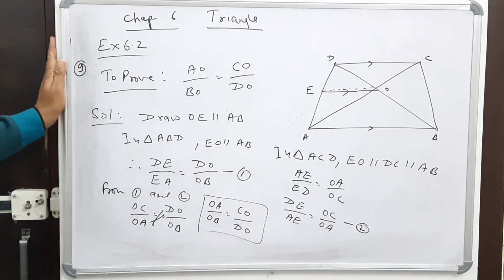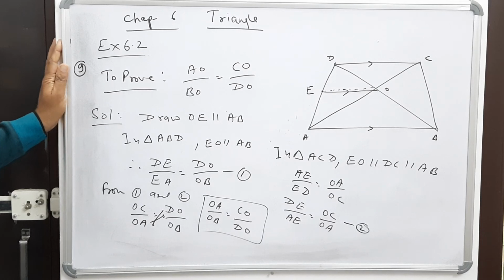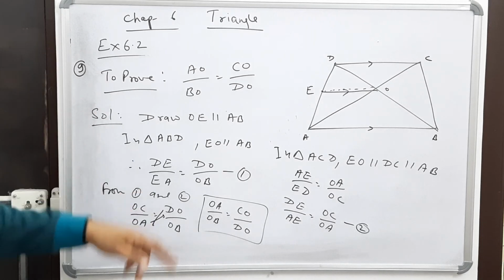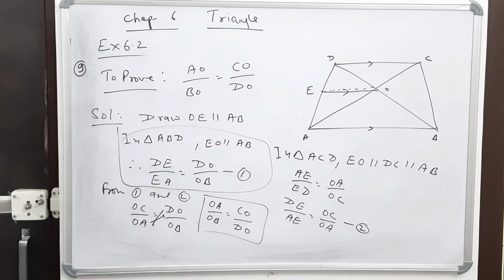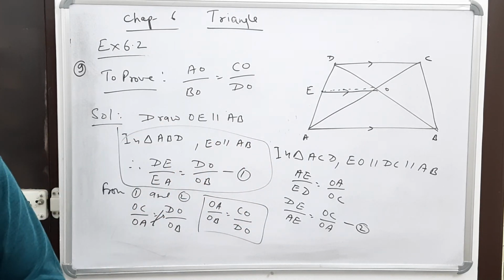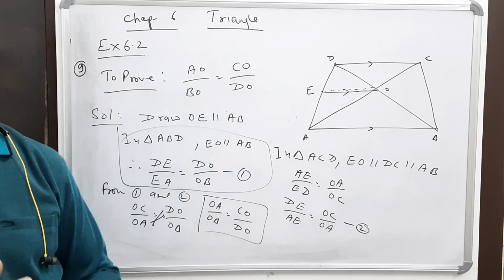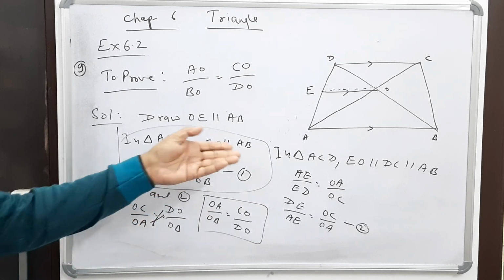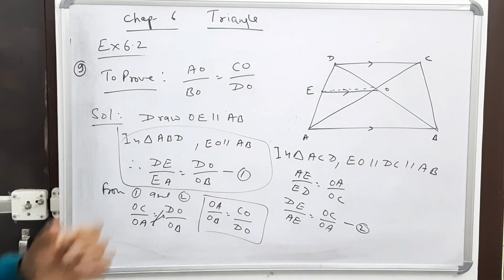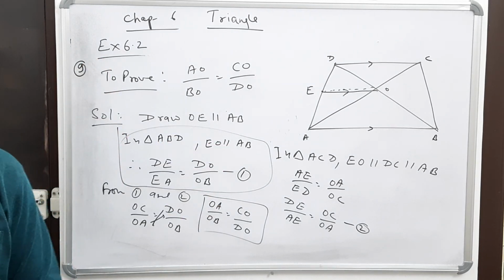So this is the use of the basic proportionality theorem, that is by the BPT. This is the important part of the BPT here. So I hope this part you understood. There is one more method to solve this problem that I will explain to you in the next exercise, which is easier than this method. So now I think the 6.2 exercise is clear to you.